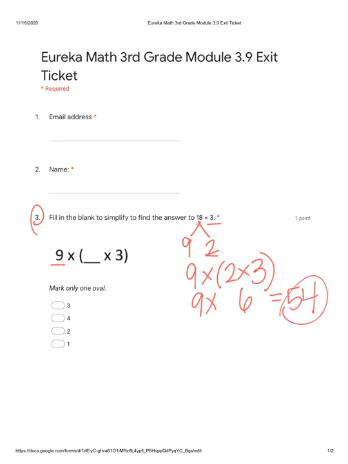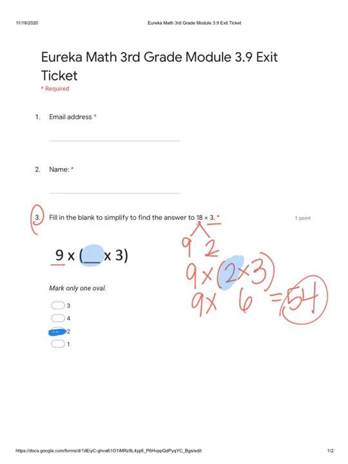That's much easier than counting 18 times 3 or 3 times 18. We break it down into factors that we know. Okay, so what goes here? 9 times 2 times 3. Okay, so our answer is 2.